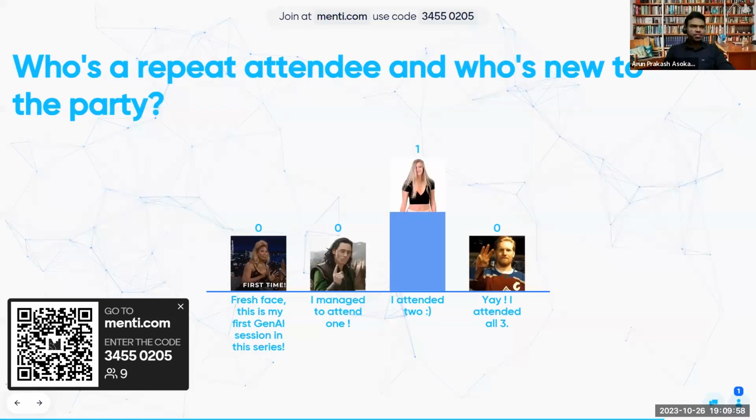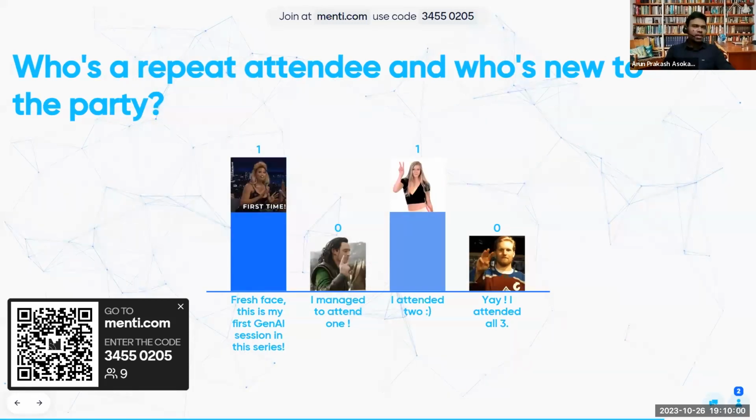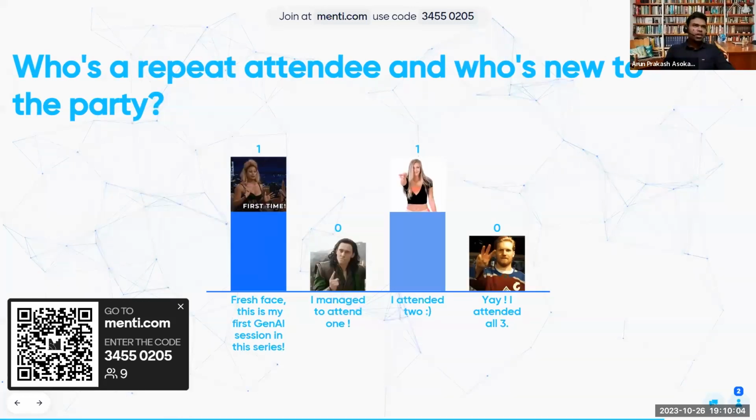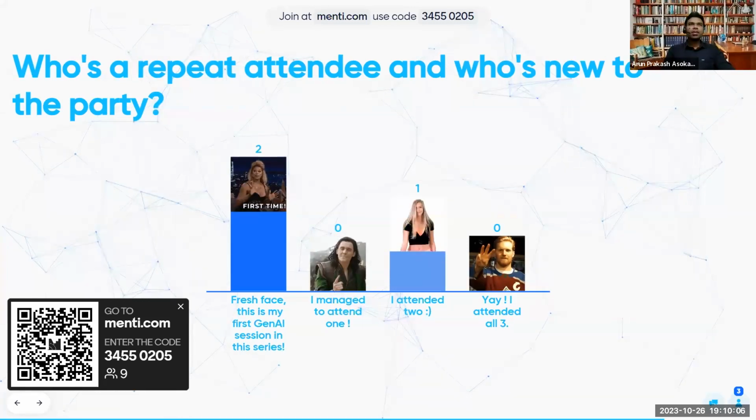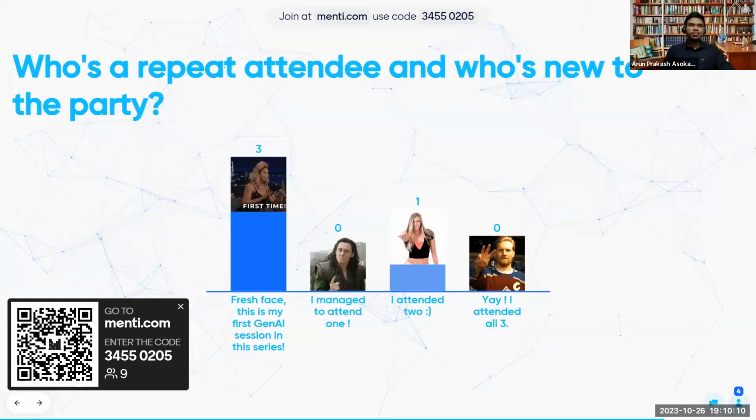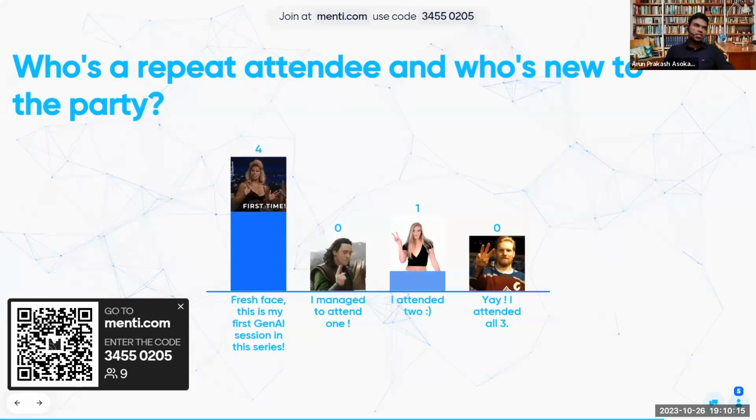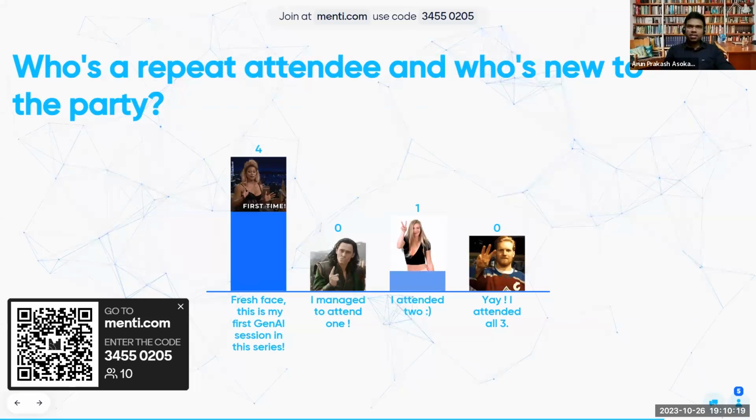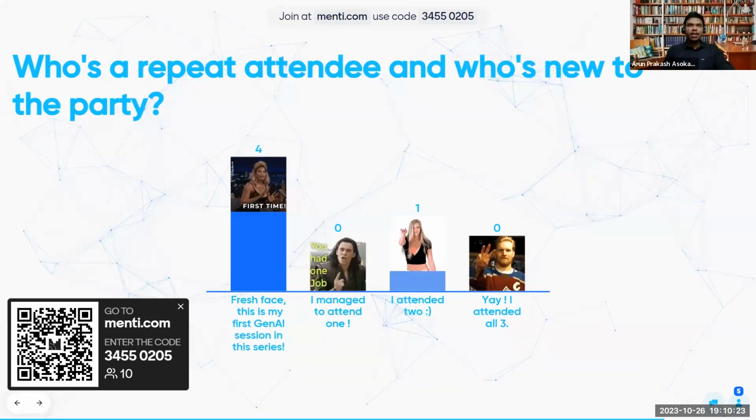I think if you haven't really scanned and joined, please use this QR code on screen, or you can visit menti.com and use this code. Okay, there are a couple of first-time users. Nevertheless, we are not going to create any dependency with the previous sessions and say that you need to have a lot of background. But yes, it's always interesting to know who's a repeat attendee here. Okay, fair enough.